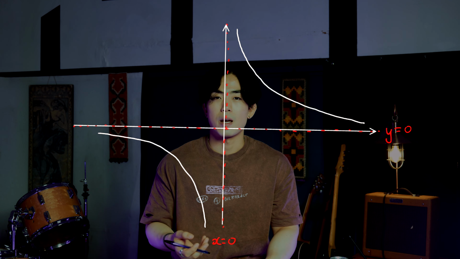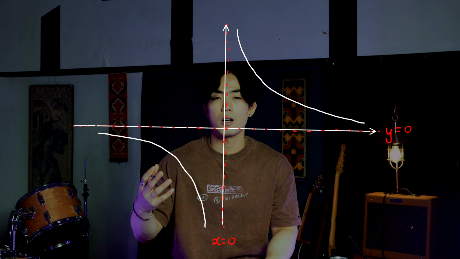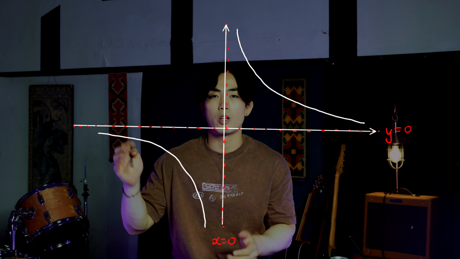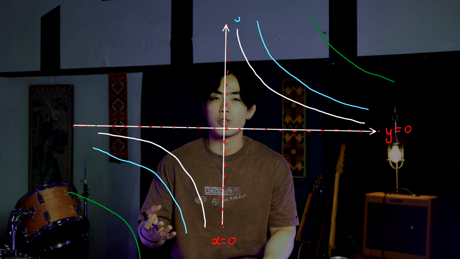If I wanted to sketch, say, y is 2 over x, then you could just imagine as the k value gets bigger, then the graph goes away from the origin. So this would be like y is 2 over x, and this would be like y is 10 over x. As you can see, they still have the same general shape.